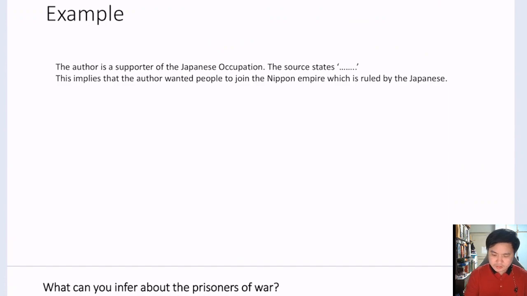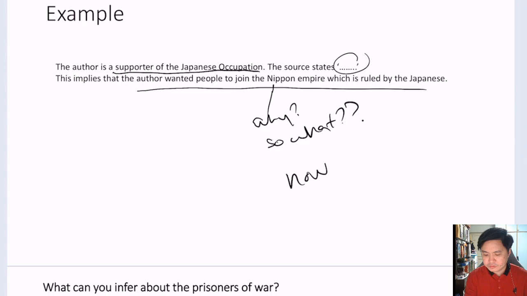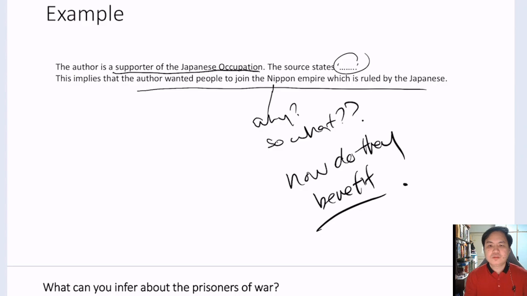Moving on to another explanation. This author is a supporter of the Japanese occupation. The source states, whatever, okay? This implies the author wanted people to join the Nippon Empire, which is ruled by the Japanese. Again, you are not telling me why, right? You're not telling me, so what? So what if the author wants to join the Nippon Empire? Why is it so? How can they benefit, right? How do they benefit? That's the reason why this explanation is called weak.